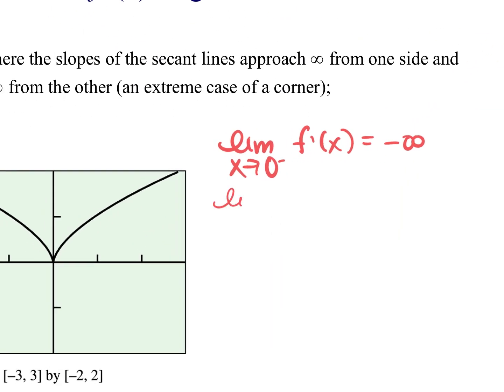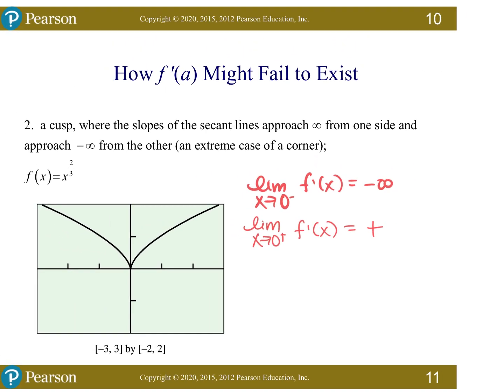And on the other side, approaching from the right, you don't even have to say it's -infinity. You could just say it's negative. The slope on the left is negative and the slope on the right is positive. And those are two different numbers. And so it's not possible for that to be differentiable.